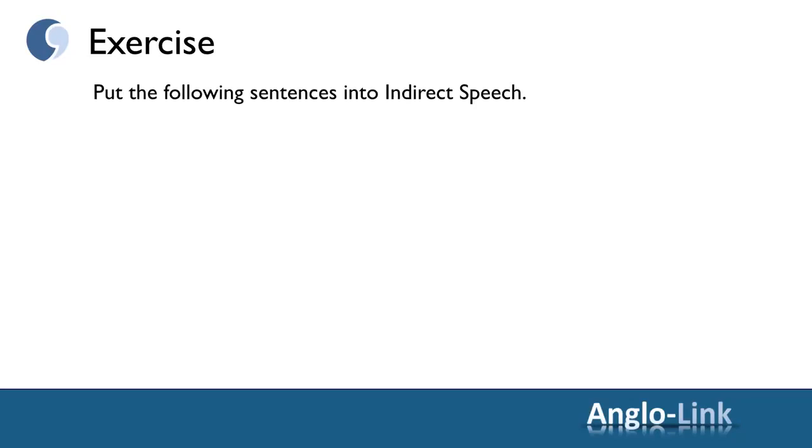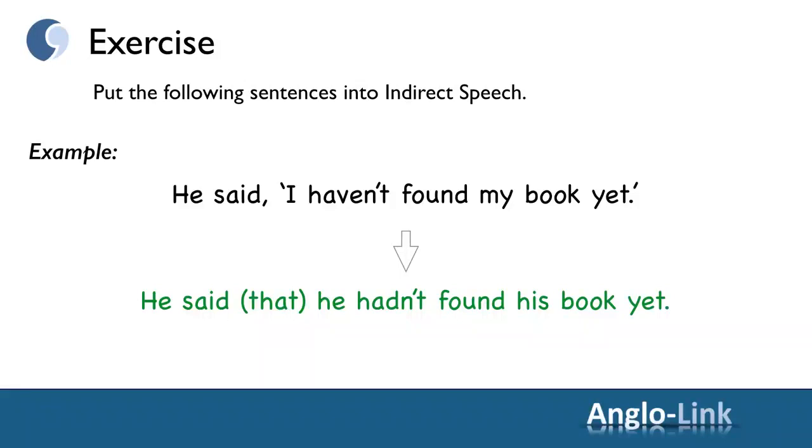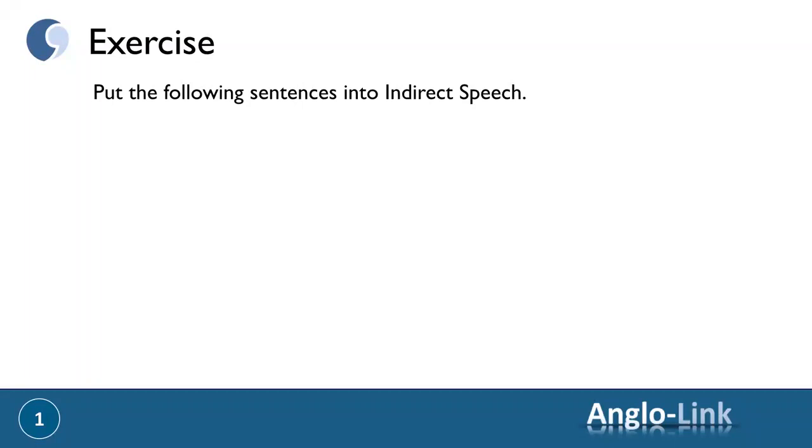Right then, that's all for the rules to do with formulating indirect statements. Let's do some exercises. Put the following sentences into indirect speech. Example: he said, I haven't found my book yet. You now change it into indirect speech. He said he hadn't found his book yet. Right, let's get started with the exercises.